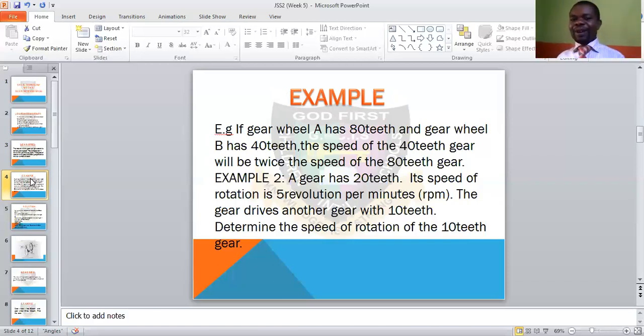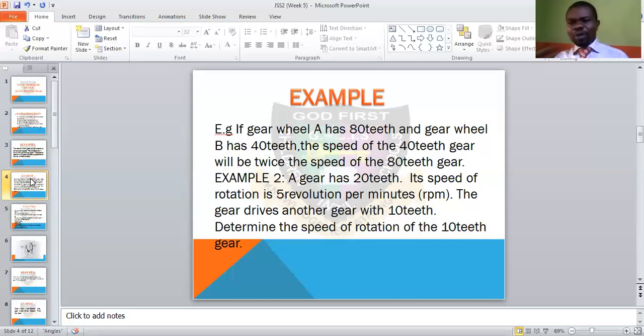Find the speed of rotation of the 10 teeth gear. What we have here is gear A with 5 RPM and 20 teeth. Another one, gear B, with 10 teeth, and we do not know the number of turns, that is the revolution RPM of gear B. So we're asked to look for the RPM of gear B.